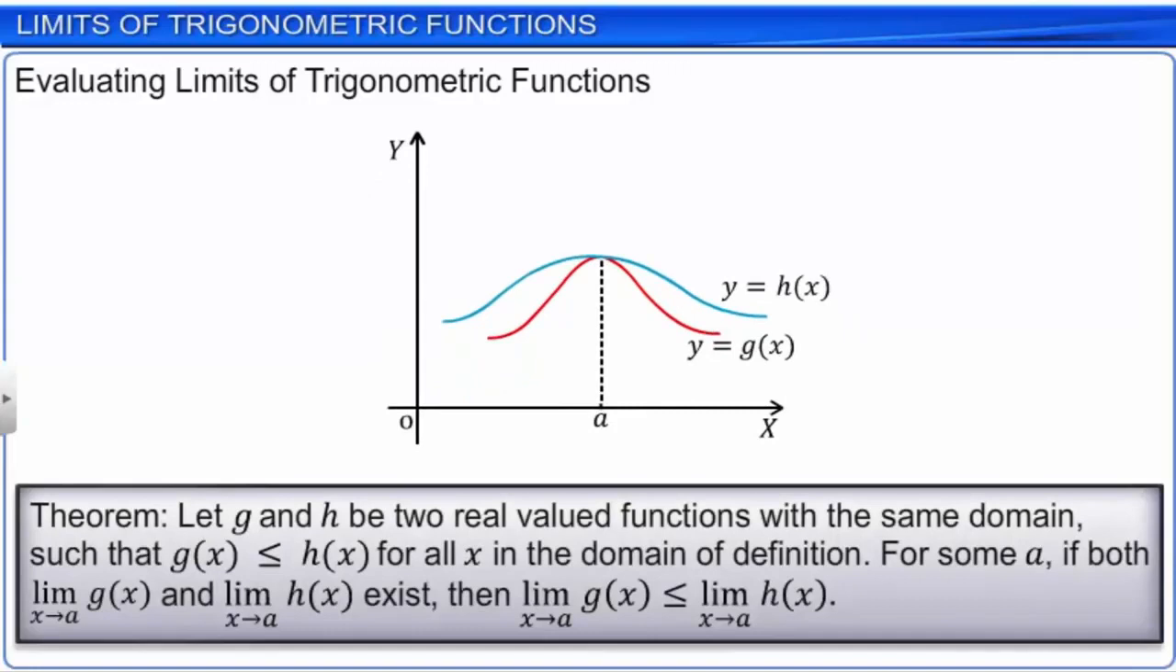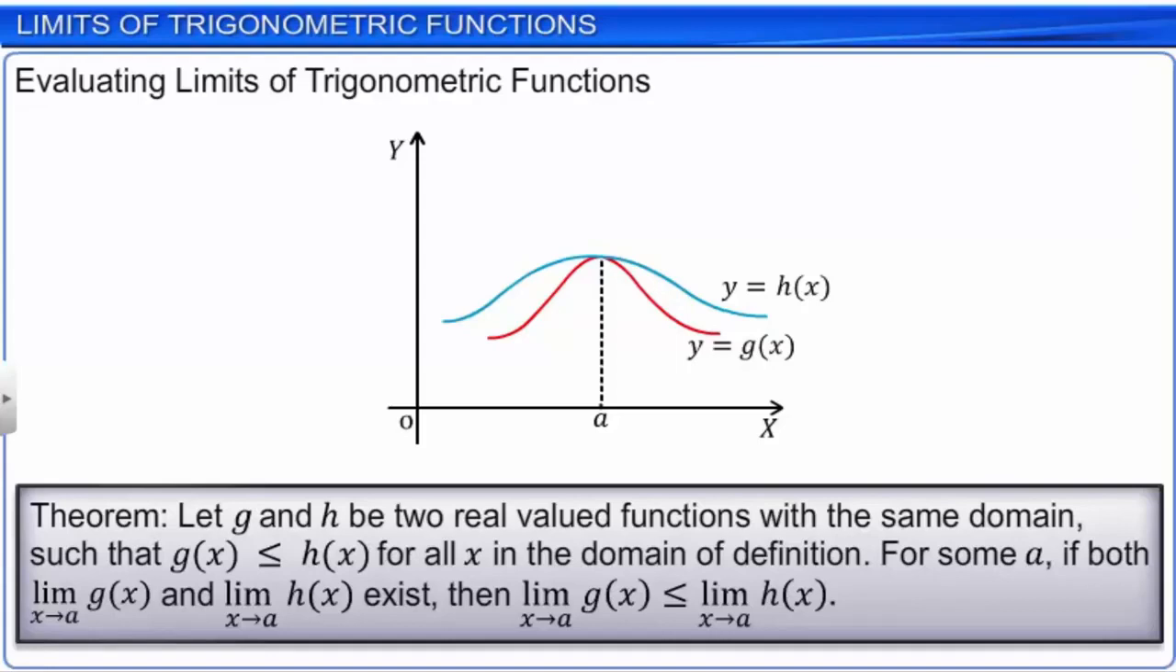If g and h are real-valued functions with the same domain, and the value of g of x is less than or equal to h of x for all x in the domain, then for some a, the limit of g of x as x tends to a is less than or equal to the limit of h of x as x tends to a. This is obvious from the figure shown.